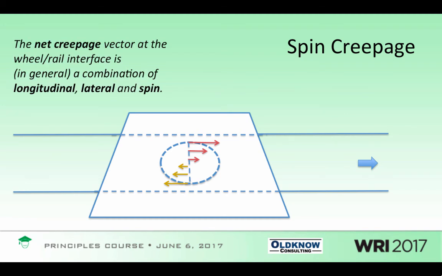The net creepage vector, then, at the wheel-rail interface is generally a combination of all the creepages that we've looked at: longitudinal, lateral, and spin.